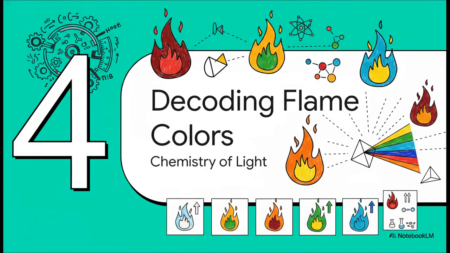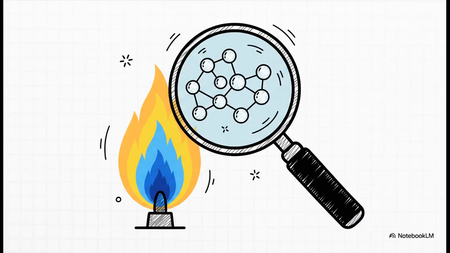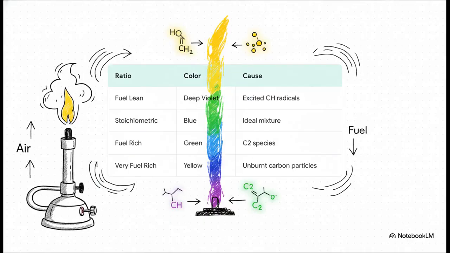Section 4. Decoding flame colors. The chemistry of light. Consider this next part your very own decoder ring for flames. You see, we can actually read a premixed flame just by looking at it. Its visibility strictly depends on the fuel and the exact state of the molecules inside. The color you see in the outer cone is not random at all. It's a direct chemical readout. It reveals exactly what kinds of molecular species are excited, and even more importantly, it tells us the fuel-to-air ratio of the mixture. The relationship between fuel and color is absolutely fascinating.